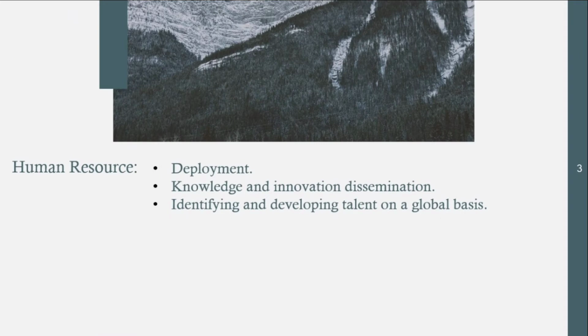The first, deployment, actually getting the right skill to where we need them, regardless of geographic location. Second, knowledge and innovation dissemination, spreading state-of-the-art knowledge and practice throughout the organization regardless of where they are. And the last is identifying and developing talent on a global basis. Identifying who can function effectively in a global organization and developing his or her abilities.